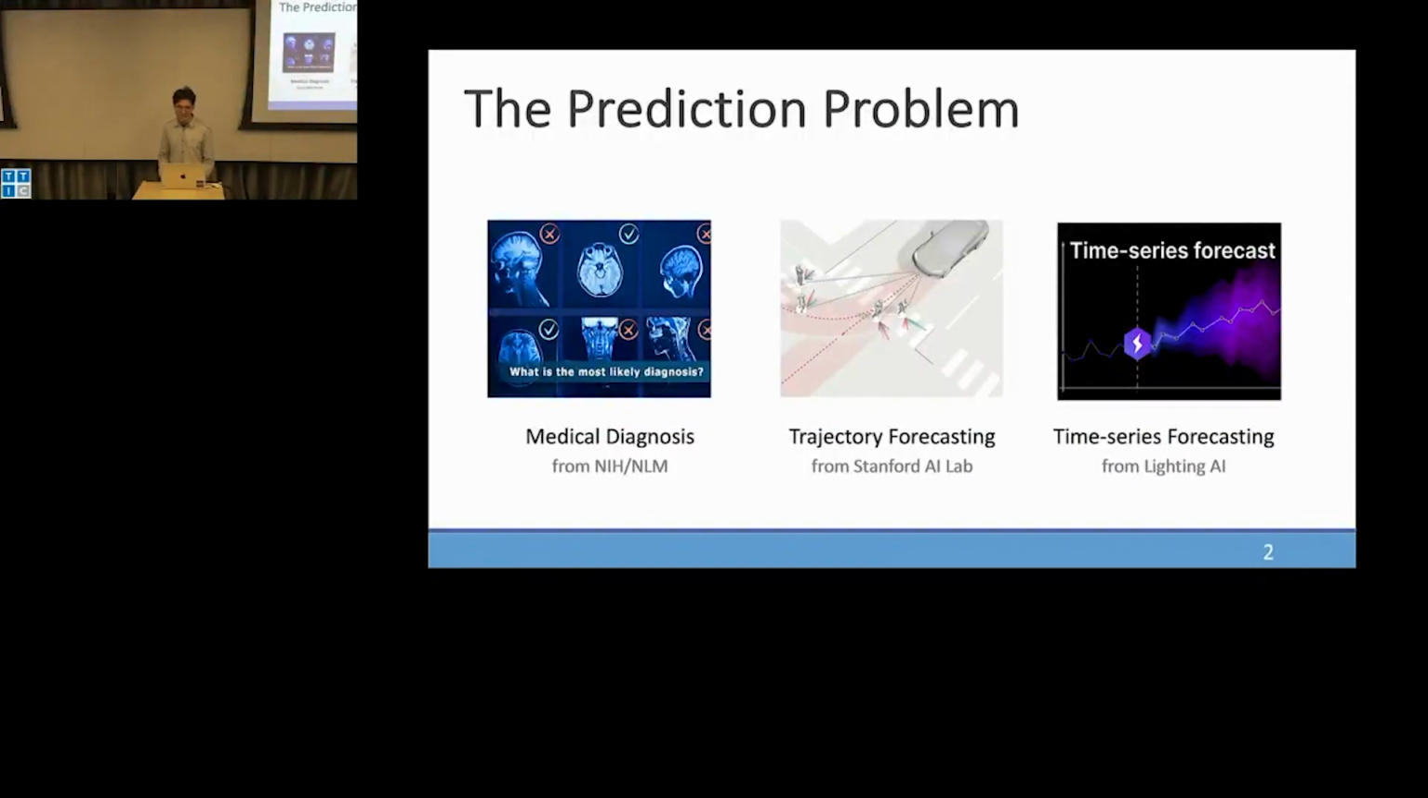So first, we will talk about the prediction problem, which is a quite common and popular task used widely in the real world. For example, it is used in medical diagnosis, where we need to predict whether a patient is healthy or sick based on some medical tests, or in self-driving cars or robot planning, where we need to forecast the trajectory of humans or self-driving cars. It is also used in time series forecasting, like in financial markets.